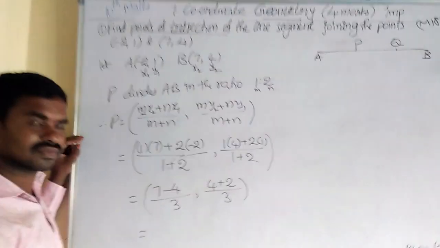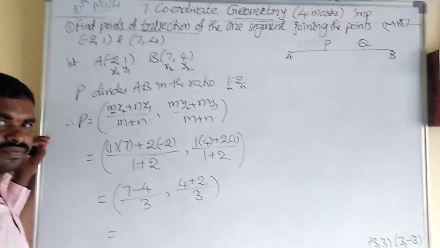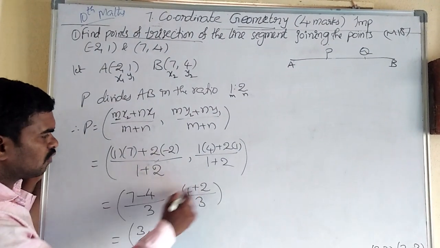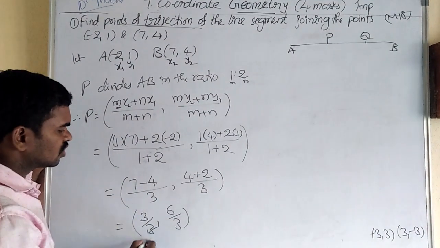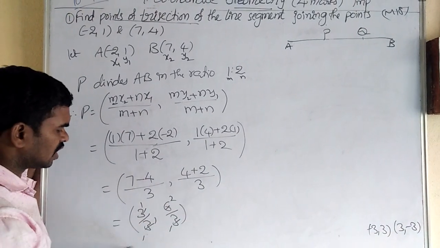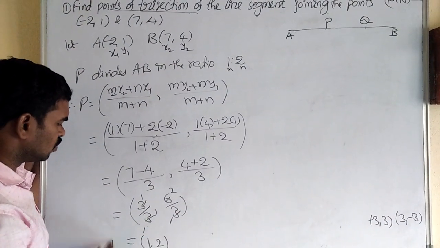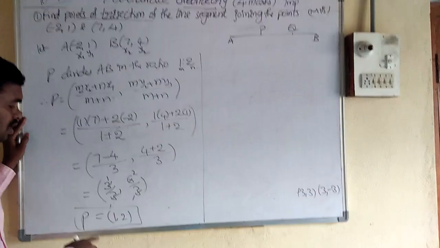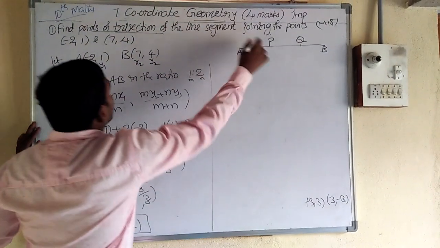So let us take the question. 3 by 3, 4 plus 2 how much? 6 by 3. So 3 ones are 3, 3 ones are 3, 3 twos are 6. So what is P? 1 comma 2 is the answer. P is 1 comma 2. So we got 1 point.